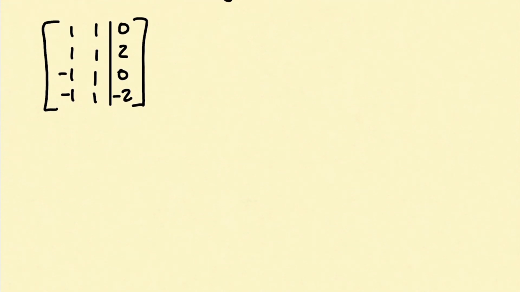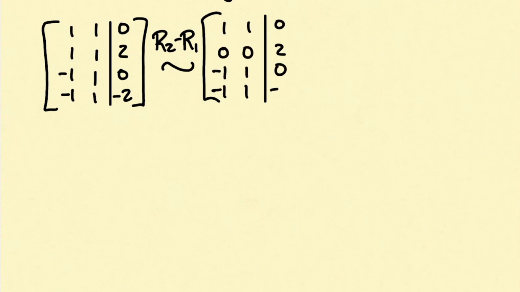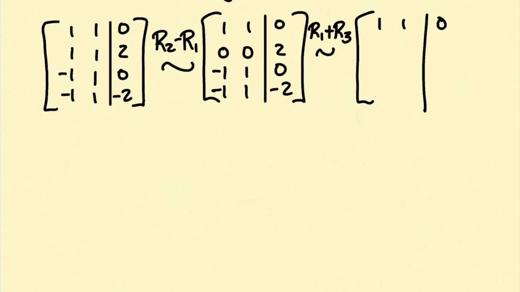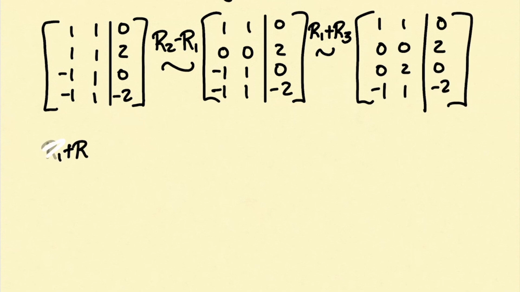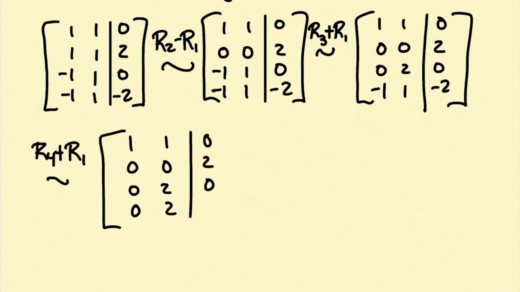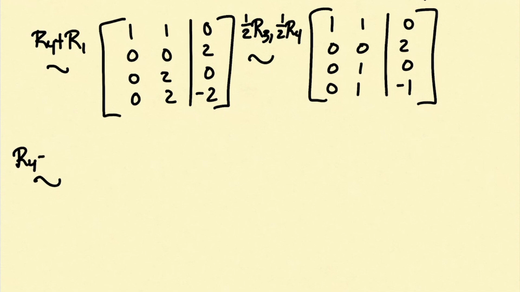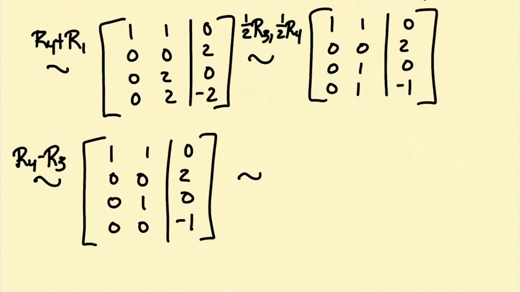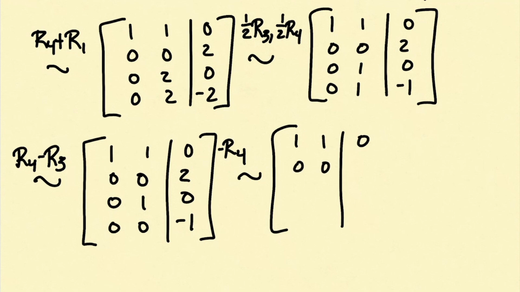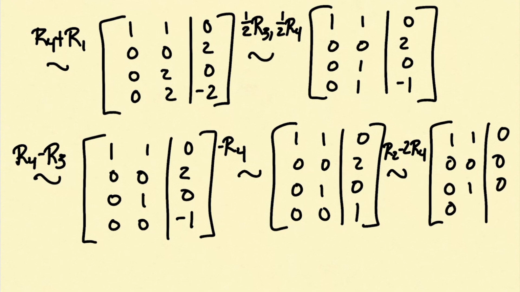Since the leading entry in the first row is already a 1, we can use that 1 to clear the first column. We're going to first subtract row 1 from row 2. Next, we'll add row 1 to row 3. And then to finish clearing the first column, we'll add row 1 to row 4. Next, we'll scale both row 3 and row 4 by 1/2. We use row 3 to clear the entry below. Finally, we'll scale row 4 by -1, then use that fourth row to clear the third column.